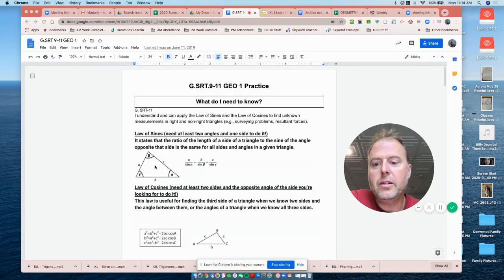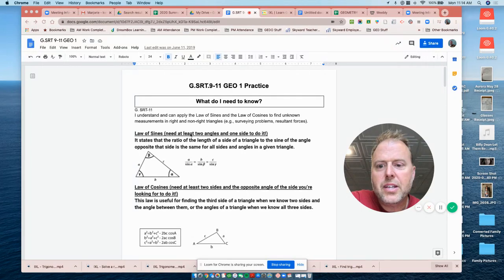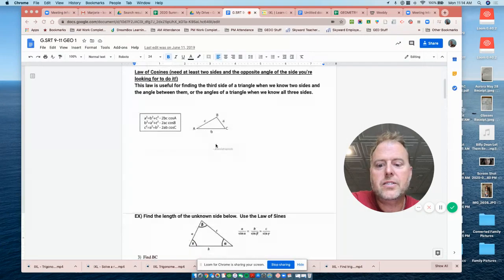We're always dealing with the opposite side. Now notice that this doesn't have to deal with right triangles. The law of sines can deal with any scalene triangle. We do need a couple of things: we need at least two angles and one side, so at least two angles and one opposite side. So let's try a couple here and see how that looks.